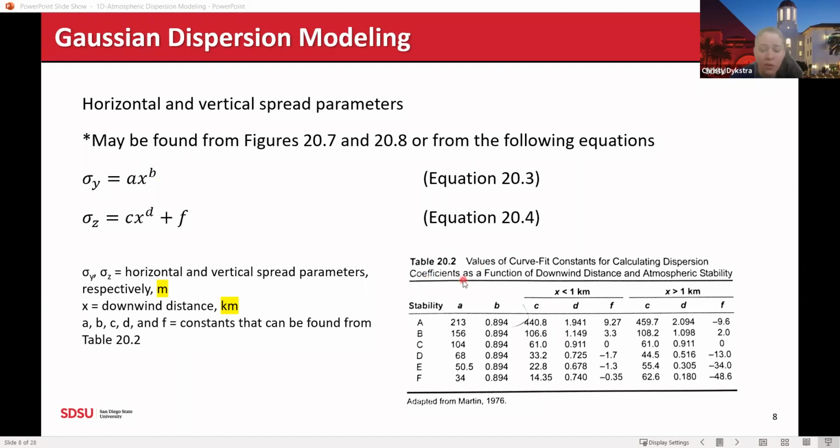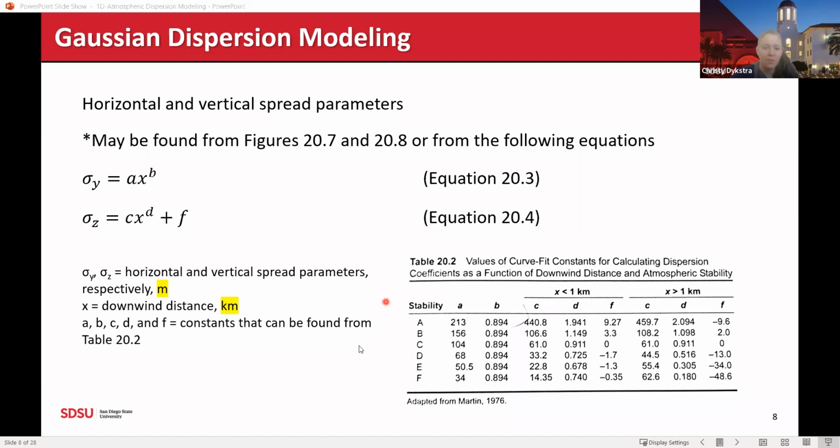You'll notice, we'll talk a little bit later, there is another set of values or coefficients that use very similar A, B, C, and so on. So it's all in this chapter. So you need to know which table to use for the correct A, B, C, D, F values. Otherwise, you're not going to get the right answers. So make sure this is related to table 20.2 and not another table in your book.